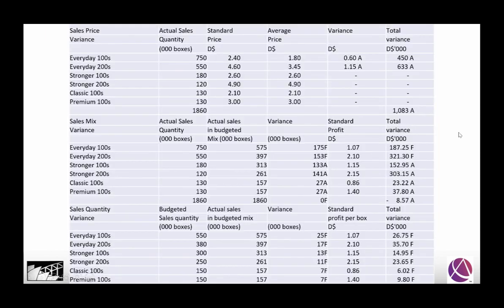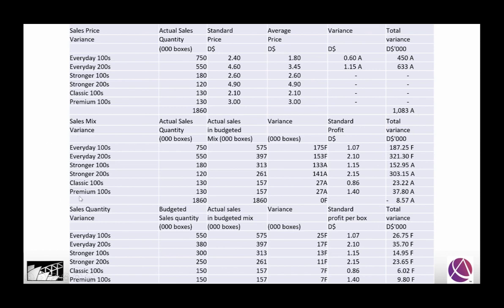Here's a big form. This is how it's presented in previous exams. You get a lot of numbers, but in a way this kind of variance analysis, rather than an operating statement, gives you scope to be able to pick up bits of information from within it. Here in the top section you've got the sales price variances with a total of $1,083,000 adverse variance from the sales price.